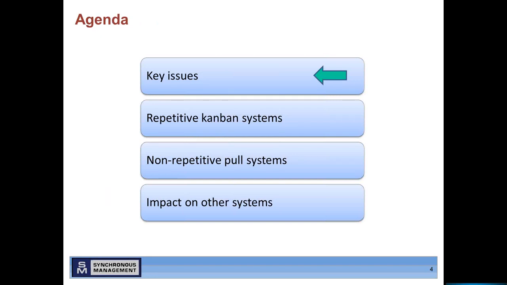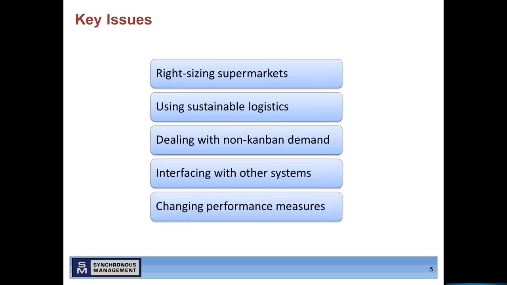So with that in mind, let's talk about the agenda here. We're going to go through some key issues that I think a lot of people face, at least in my experience, most people face, and we'll talk about how to deal with some of those. We'll do a review of what I'll call repetitive Kanban systems, where you have an inventory of something and you replenish it with a Kanban signal. But I also want to talk a little bit about non-repetitive pull systems, where you're not carrying on-hand inventory of items, and then talk about the impact of pull on some of your other systems, like requirements planning and performance measurements and so on. So here are the issues we see people running into all the time.